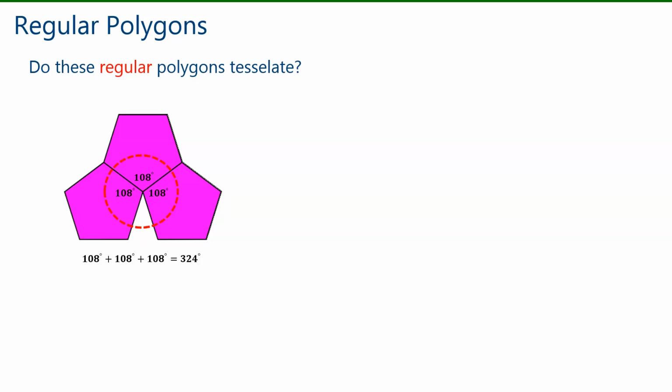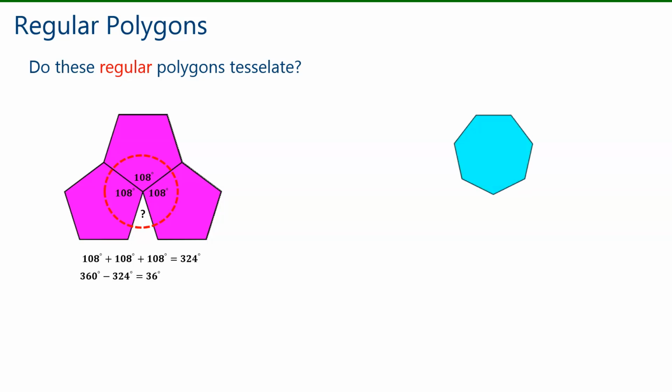So what is the value of the missing angle? 360 subtract 324 is only 36 degrees. So there wouldn't be enough space for another pentagon to fit into this diagram. So because the angles do not add up to 360 degrees, the pentagon cannot tessellate.